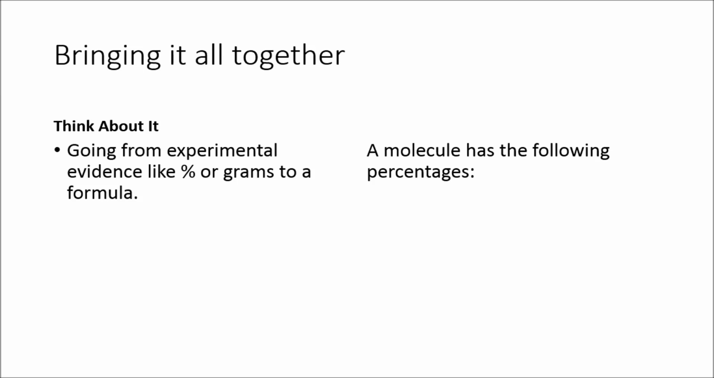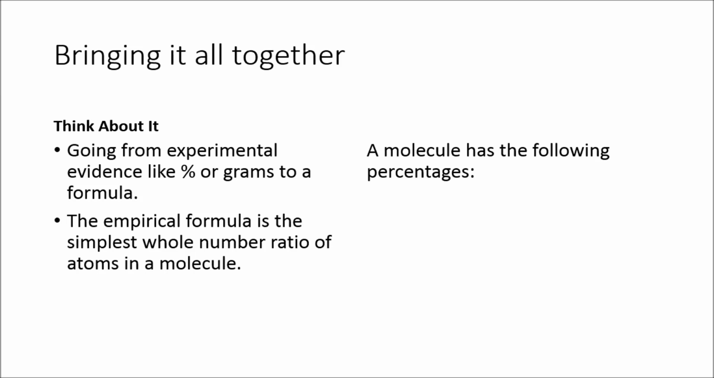So when we think about all of this, we're going from experimental evidence like percentage or grams to a formula. And the empirical formula is the simplest whole number ratio of atoms in a molecule and the application of a gram to mole conversion. So this is the first time we're actually doing something with this conversion.